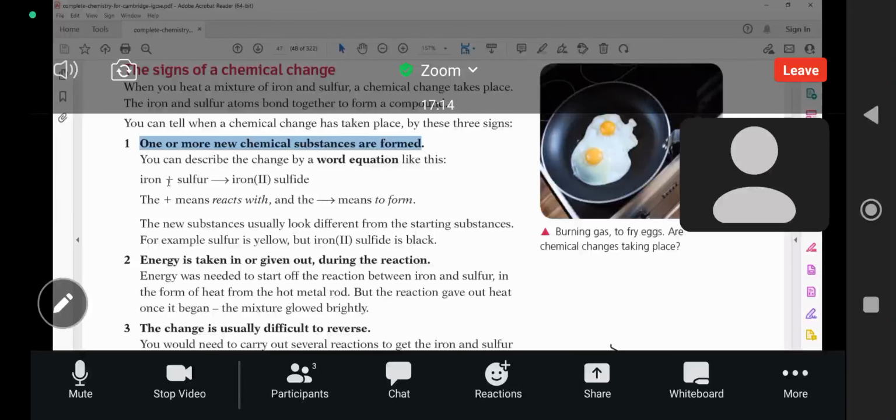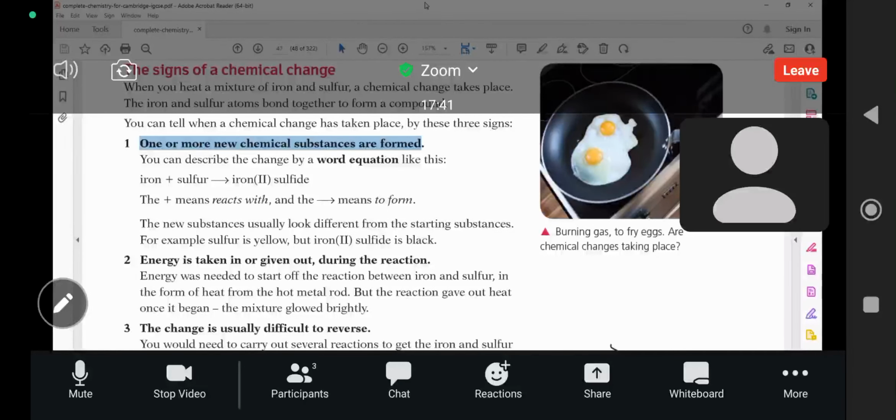Can you tell me some signs when a chemical reaction takes place? Do you have any idea? I didn't learn the symbol equation, but I learned the first one. You learned the word equation, but didn't learn symbol equation in the first term? I don't think so. I'm not sure.